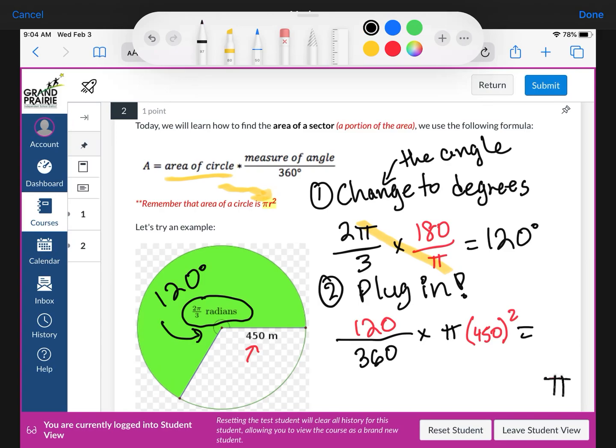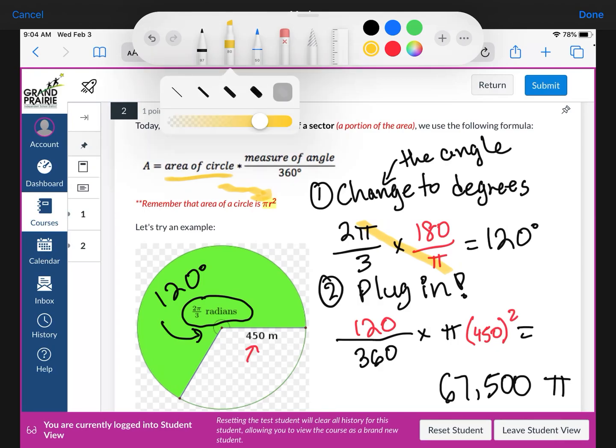And now we just multiply across, noting that we want our answer in terms of pi. So we have to multiply 450 times itself. We multiply that by 120, and then we divide that by 360. And so my final answer is going to be 67,500 pi. And remember, this is the area. It's going to be a large number because this is the area of this green portion of the circle. All right.